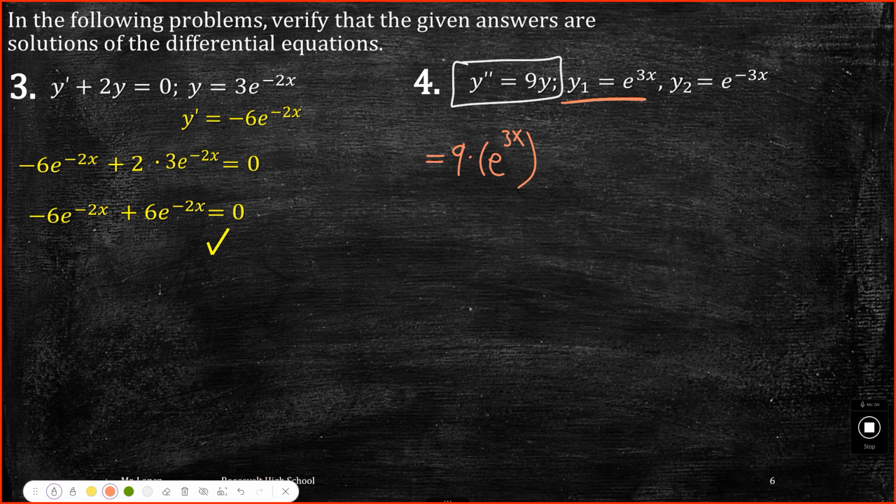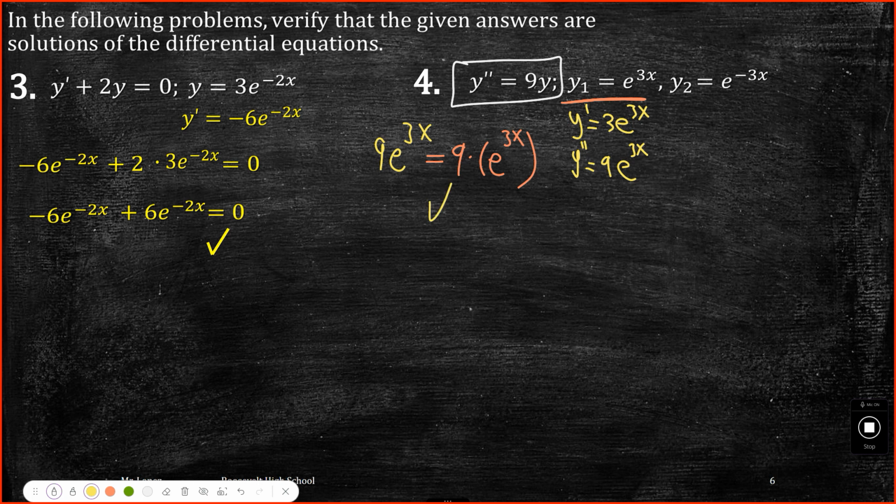On the left side, we have to go all the way to the second derivative of the function. So what's y prime? 3 e to the 3x. What's y double prime? 9 e to the 3x. So that's what goes here on the left side. Is it true? It's true, no?